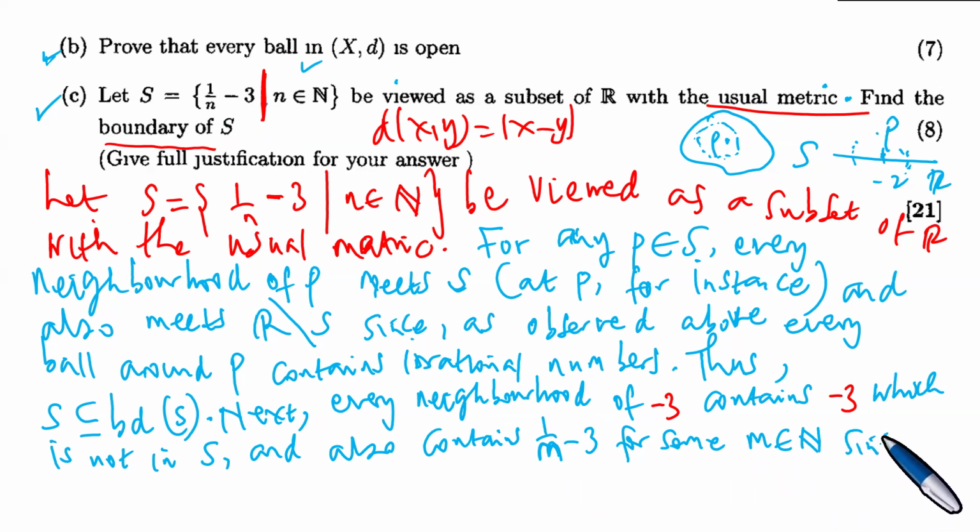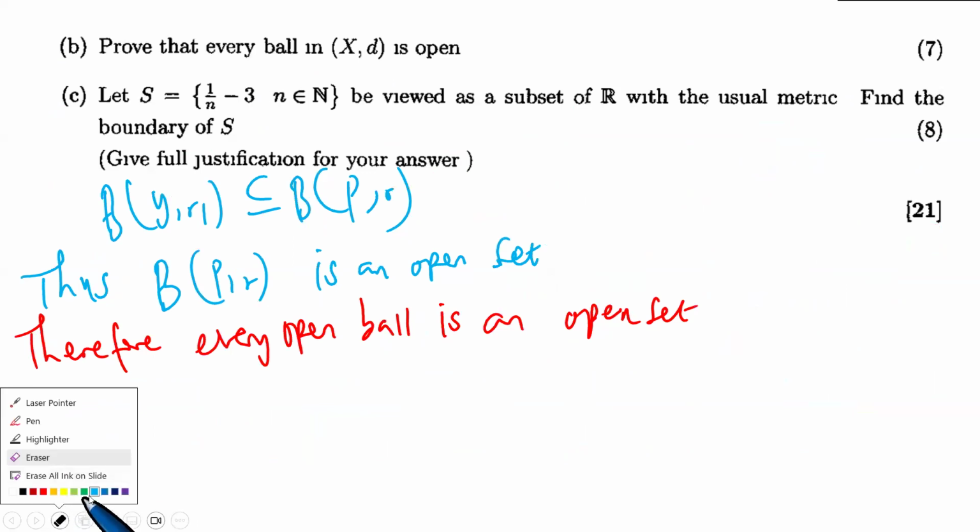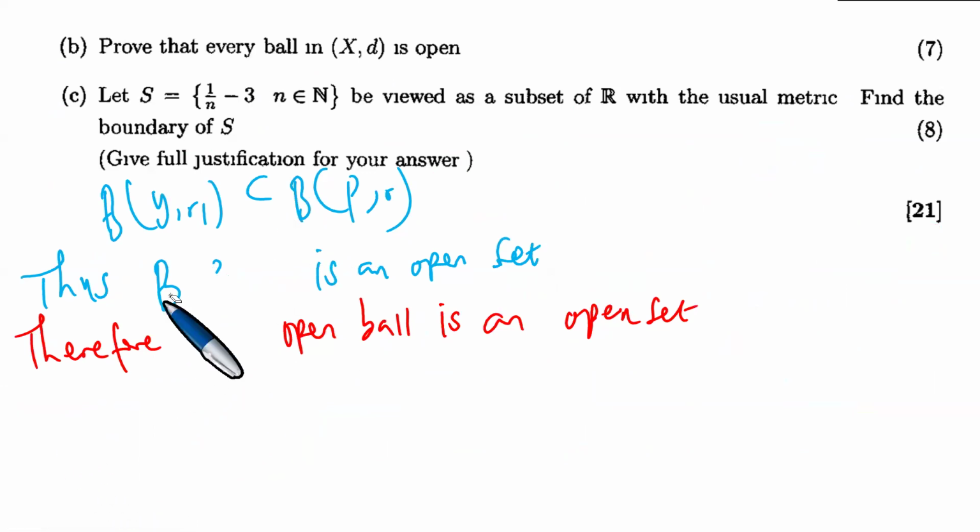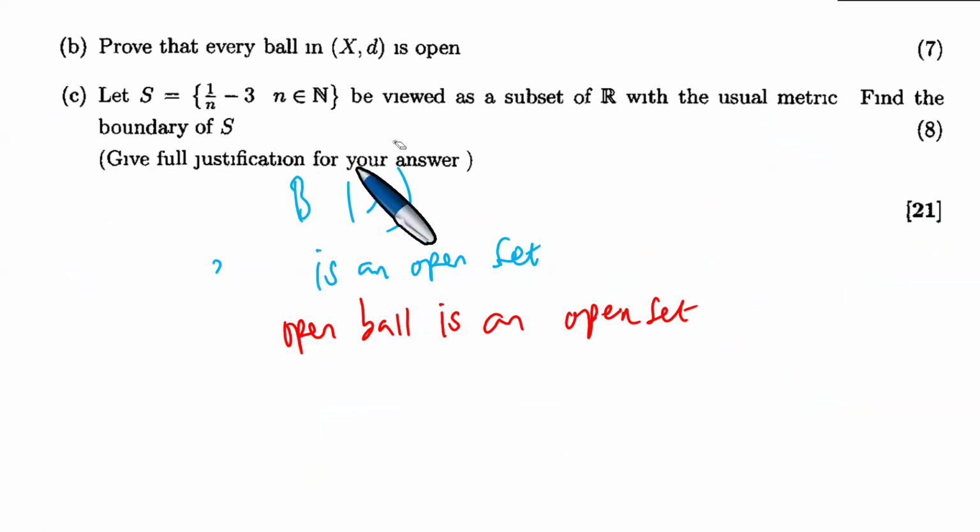Since 1 over m minus 3, right, since 1 over m minus 3, let's finish it off here.